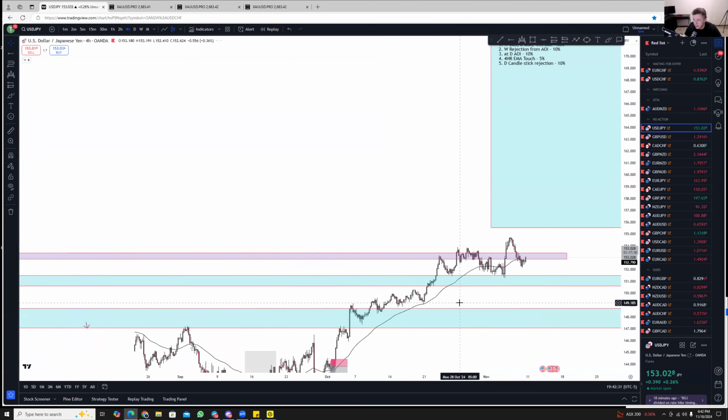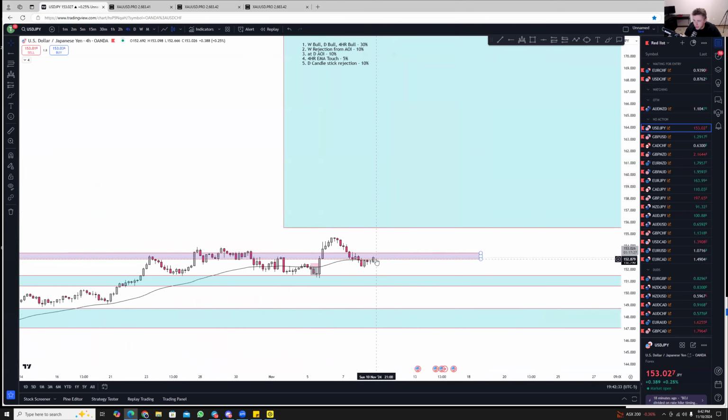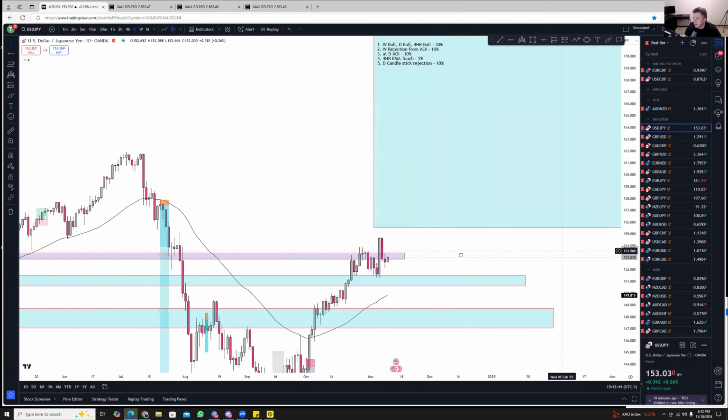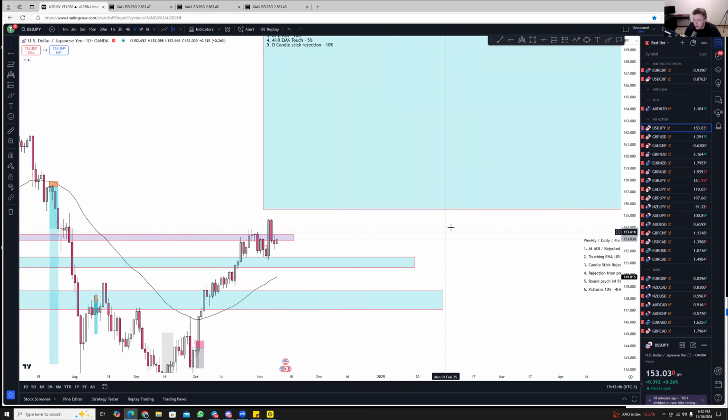4 hour candlestick rejection. Here's your high. First turn. Second turn. Well, we're looking for buys, so do you really want to count that? No. Okay. Next step is round psychological level.